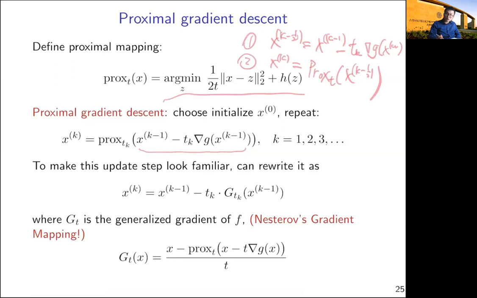We can also rewrite this update into something more similar to gradient descent. Suppose we define the so-called generalized gradient, or Nesterov gradient map, this way. Then by simple algebra, we can rewrite the update rules 1 and 2 into a single update that moves x_k towards the negative generalized gradient direction. We'll have more insight about this in the next lecture, when we talk about multiple different interpretations of the proximal gradient method.